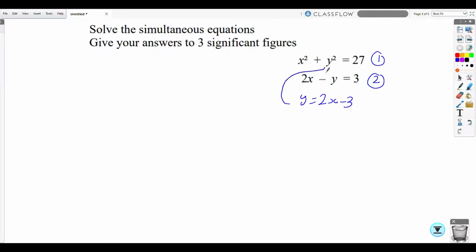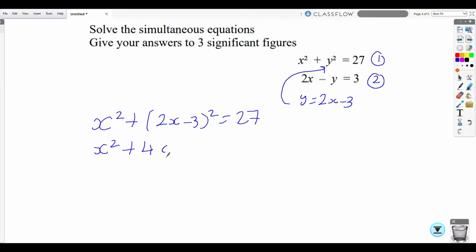Then we'll put that into the first equation here. So you have x squared plus brackets 2x minus 3 squared is equal to 27. If we expand, we get x squared plus 4x squared. So we've got minus 6x, which is minus 12x, plus 9 is equal to 27. So once again, we're going to simplify.